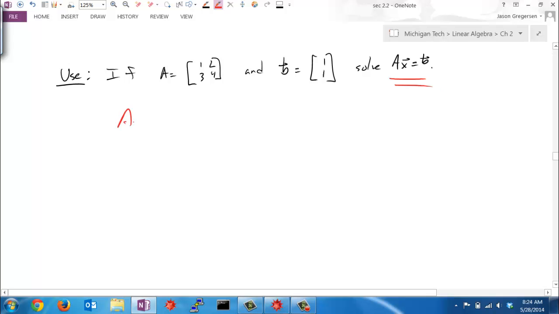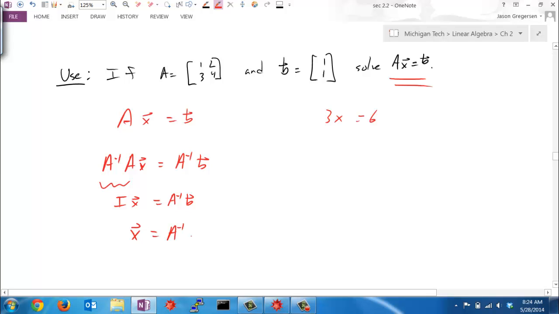So the idea is if I have Ax equals b, if I had 3x equals 6, I want to divide by 3. I want to multiply both sides by the inverse. Well, that's what I want to do here. I want to left multiply, because remember the side matters here, by my inverse matrix. So I'm multiplying on the left of each side by my inverse. And of course, the reason to do that is because A inverse times A is what? Identity. And over here I have A inverse b. And identity times x is just x. So my solution should be A inverse times b.